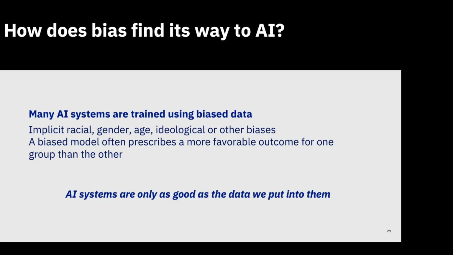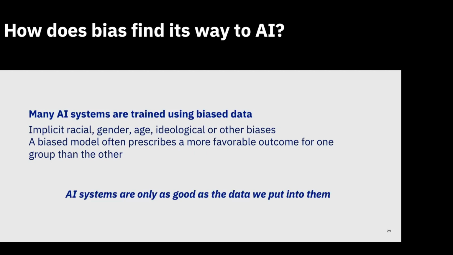So as I mentioned previously, many AI systems are trained using biased data. And then the biased model often prescribes a more favorable outcome for one group of people than for the other. And this can be bias for race, gender, age, ideologies, or other biases. So eventually we can say that AI systems are only as good as the data we put into them.